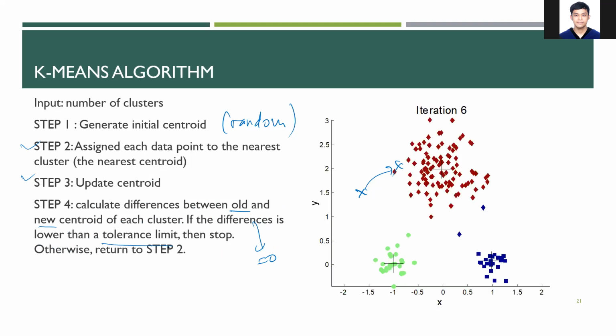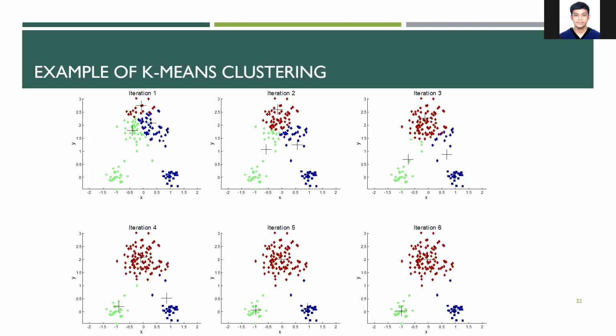Okay, let's see. For example, like this. This is the result of clustering. Here you can see the visualization of the clustering algorithm for each iteration. For example, this is the original data, and then we are going to do clustering and divide it into 3 clusters.